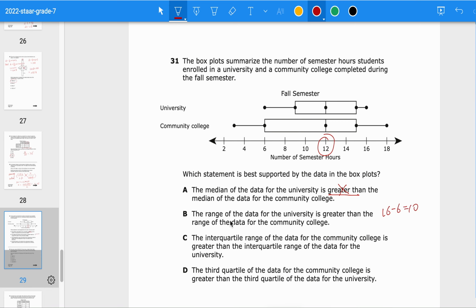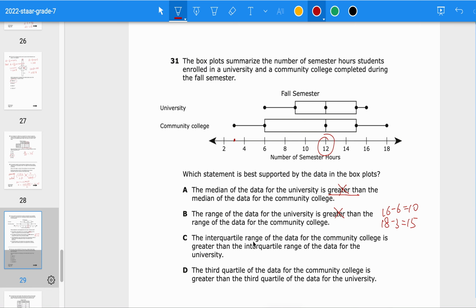And the range of the community college is from here, let's say 3 to 18. 18 minus 3 is 15. So the community college is greater than the university. This one said university is greater than community college. So this is opposite. It's wrong.